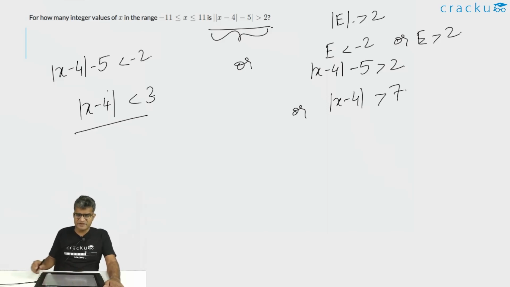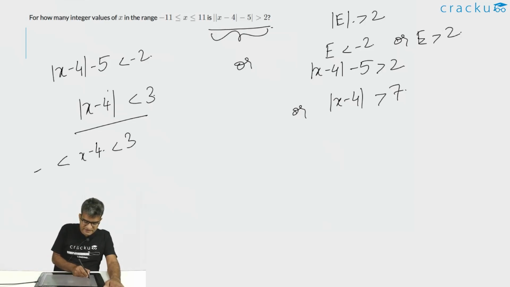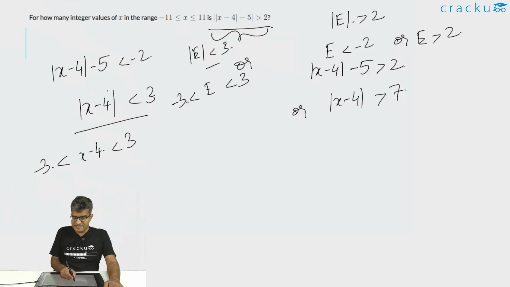If modulus of x minus 4 is less than 3, x minus 4 will lie between 3 and minus 3. Because if you are told that modulus of an expression is less than 3, it would imply that the expression will lie between 3 and minus 3. Whenever it is less than, it will lie between minus 3 and plus 3. If it is greater than, it will not lie between minus 3 and plus 3. Remember that. So in this particular case, the boundaries for x are 7 and 1.